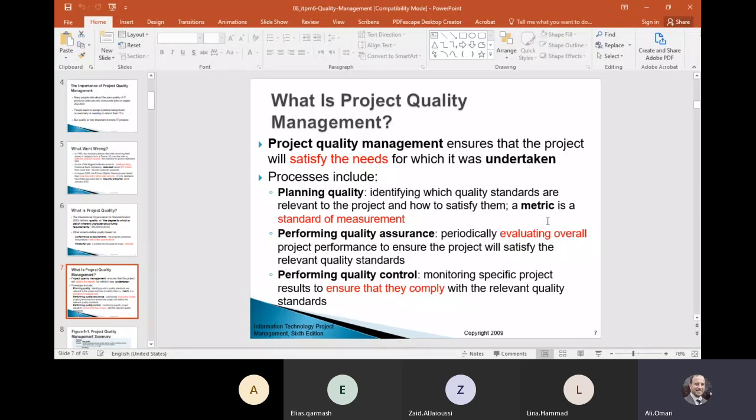Performing quality assurance is evaluating the project performance to ensure the project will satisfy the relevant quality standard. Then performing quality control is basically monitoring the project to ensure that it complies with the relevant standard.